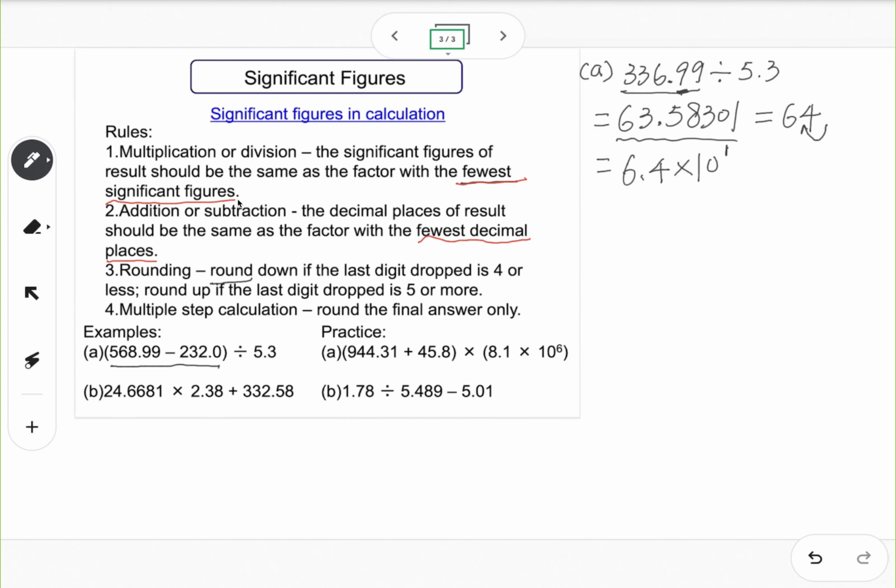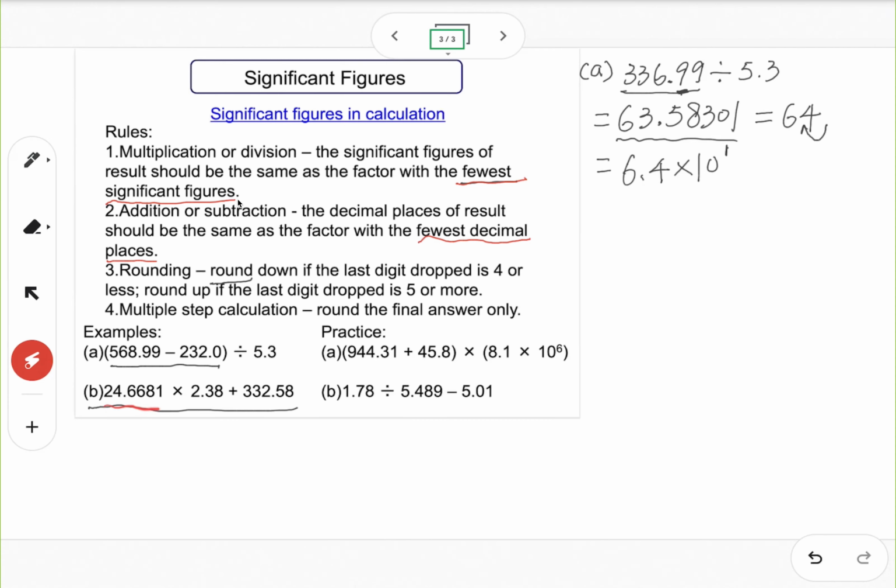Okay, now example B here. You have multiplication and addition. In this case, we need to do multiplication first. Let's do them one by one. If you multiply these two together, because it's multiplication, you need to follow the number with the fewer significant figures.